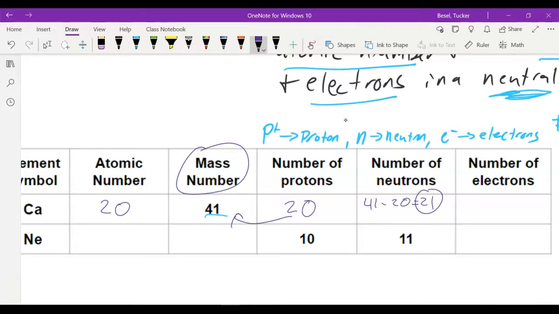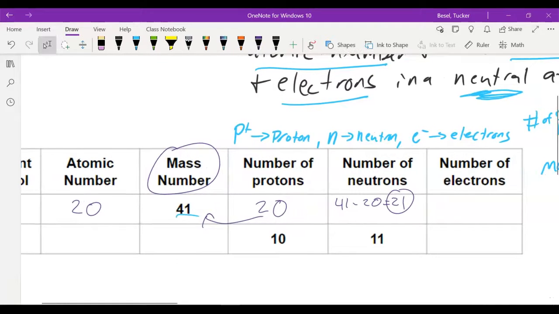And then the number of electrons in a neutral atom, which all of these atoms are, because this is the basic level. And I'll tell you how to recognize when there are ions later. But for now, just know that the number of electrons equals the number of protons because it's a neutral atom.